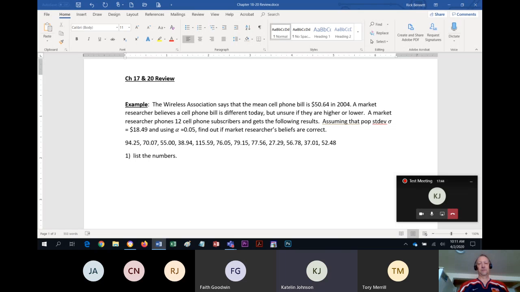Well, we've got an alpha of 0.05. The number is 12, probably. And then we have a mean. I'm guessing it's a mu for 50.64.